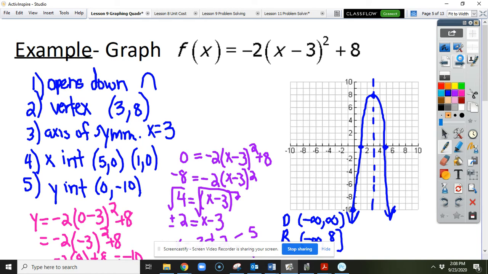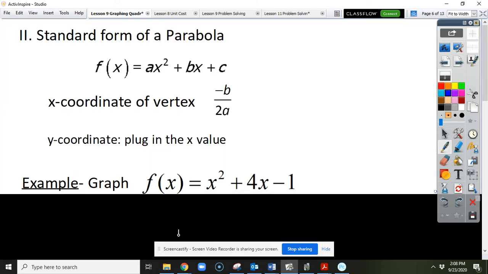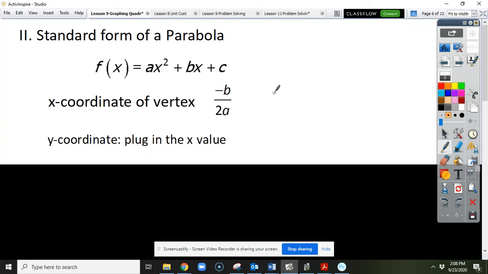But we have that nice vertex form. What happens when I don't have vertex form? Okay, and that is going to be standard form. So our second thing here with parabolas is standard form. And when we think about standard form, really, all that's different is how we find the vertex. Everything else, you do the process the same.